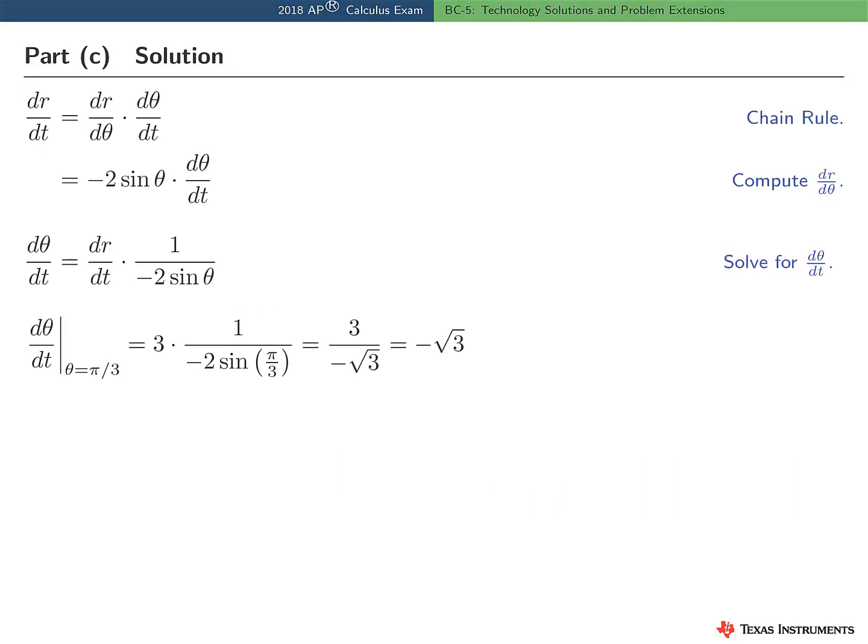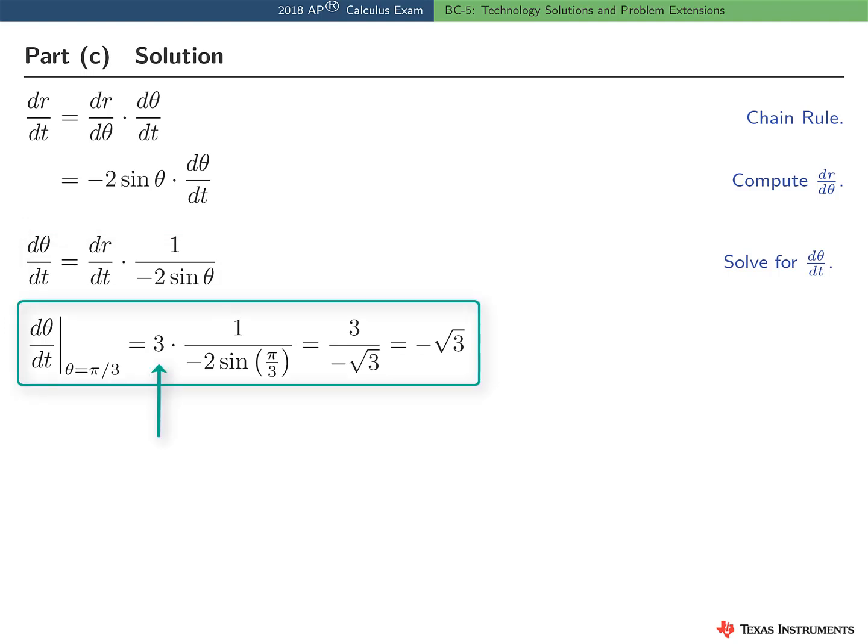In Part C, I don't think there's much I can add to this solution using technology, but there are some nice conceptual ideas here. First, we need to use the chain rule to write dr/dt in terms of dr/d theta and d theta/dt. And then we need to find dr/d theta and substitute into the initial equation. We need to find the rate at which the angle theta changes with respect to time. So that means we need to solve for d theta/dt.